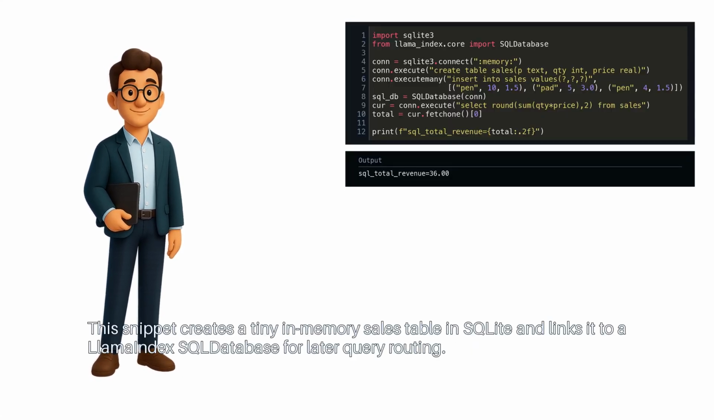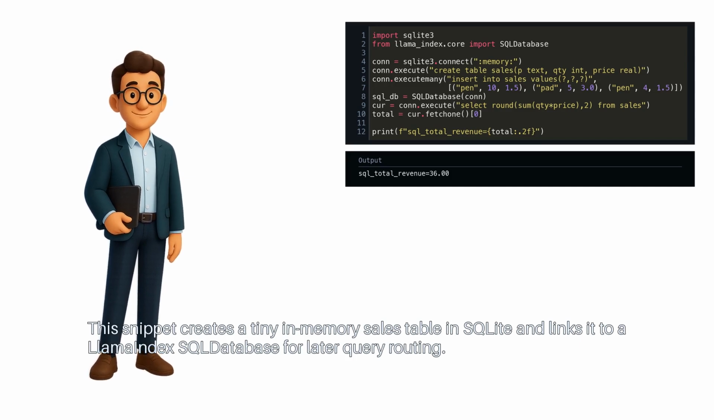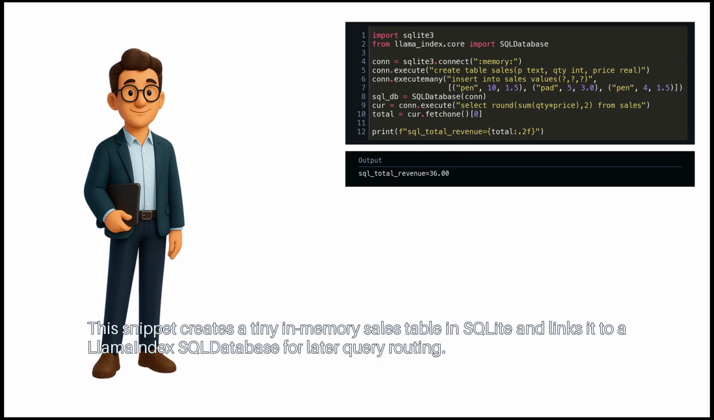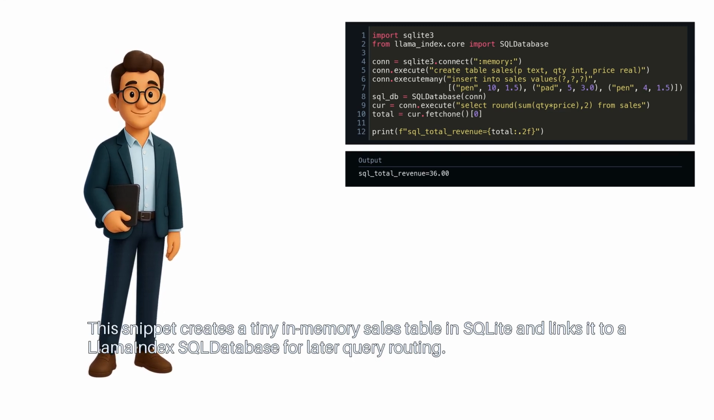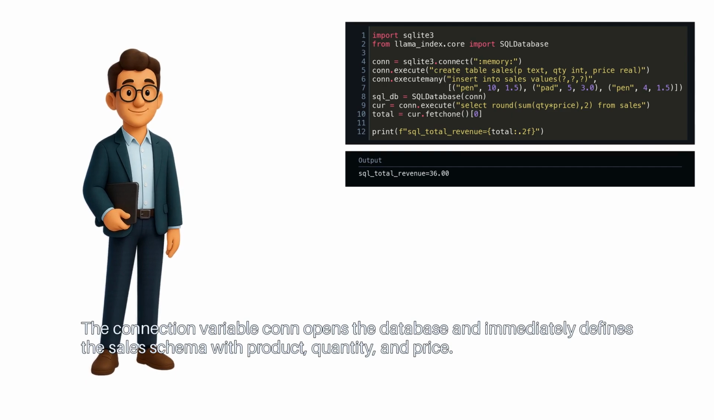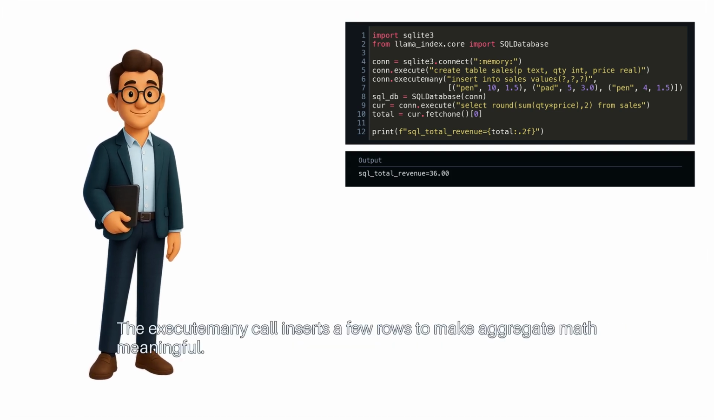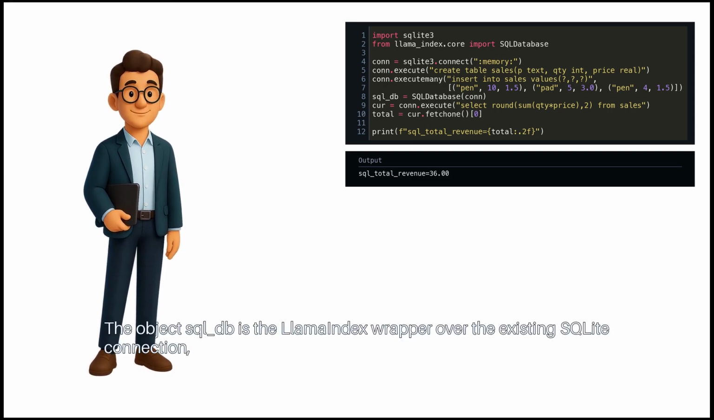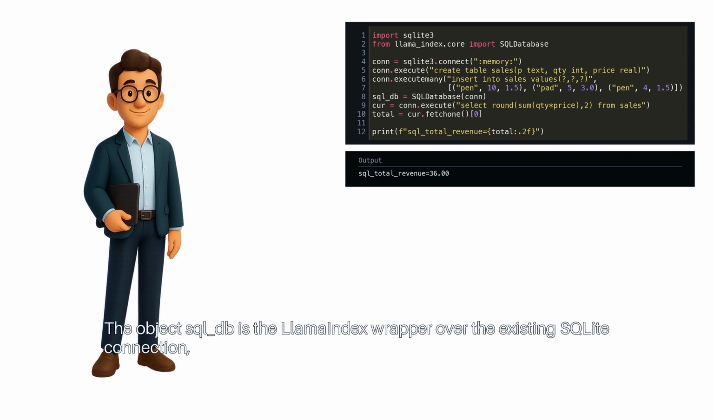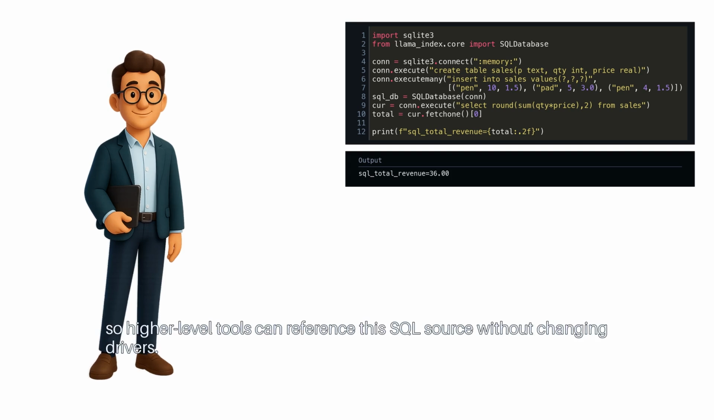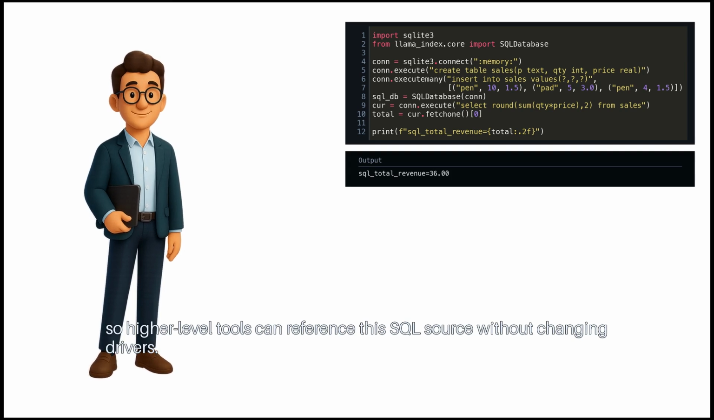This snippet creates a tiny in-memory sales table in SQLite and links it to a LlamaIndex SQL database for later query routing. The connection variable con opens the database and immediately defines the sales schema with product, quantity, and price. The executemany call inserts a few rows to make aggregate math meaningful. The object SQLDB is the LlamaIndex wrapper over the existing SQLite connection, so higher-level tools can reference this SQL source without changing drivers.